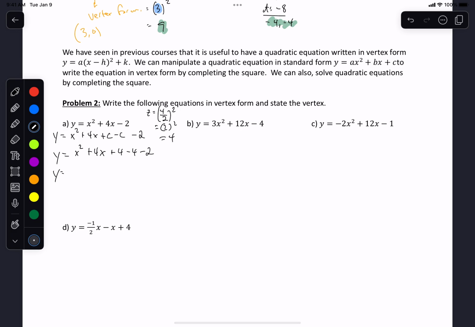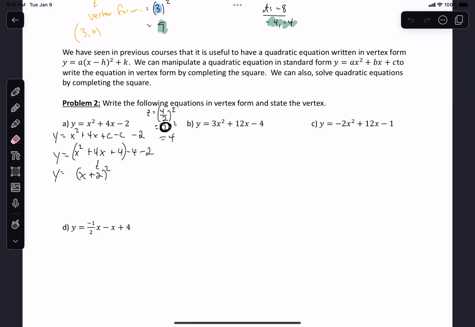Okay, we're going to get y is equal to, the first three are going to condense down into x plus 2 squared. Where did the plus 2 come from again? Right here, the number before you square, the b divided by 2. Okay, and then you have the minus 4 minus 2 on the end. And we're going to get y is equal to x plus 2 squared minus 6. So my vertex is going to be negative 2, negative 6. Okay, that's a graph that's been translated horizontally left 2 units and down 6.